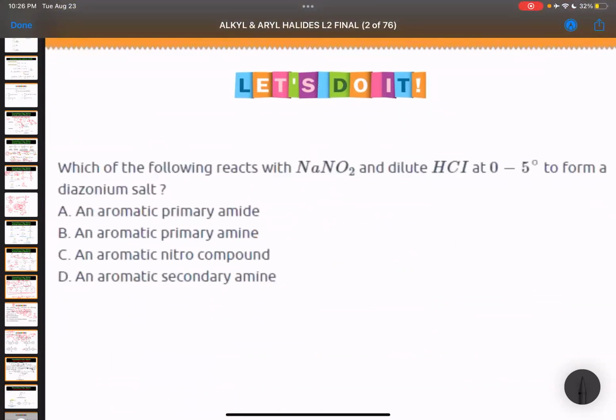So let's do this question quickly. Which of the following reacts with NaNO2 and dilute HCl at 0 to 5 degrees centigrade to form diazonium salt? So how is diazonium salt obtained? Which molecule is reacted with NaNO2 plus HCl that gives you diazonium salt? What's going to be the answer? Nabil and Kulsum, tell me quickly.